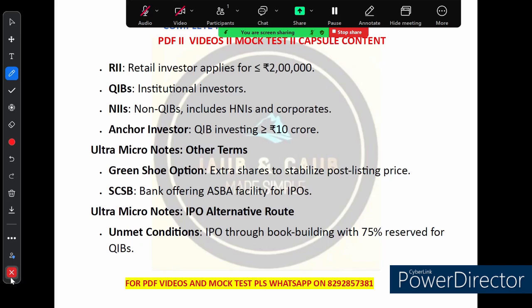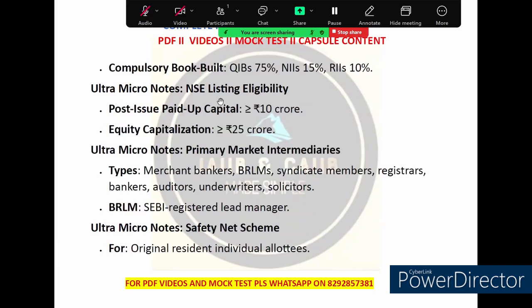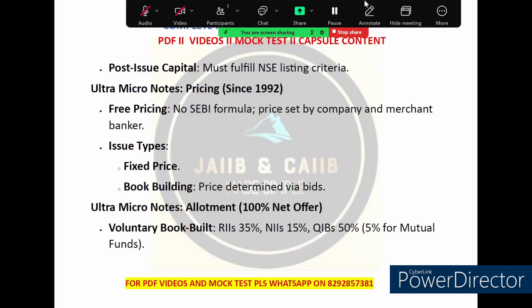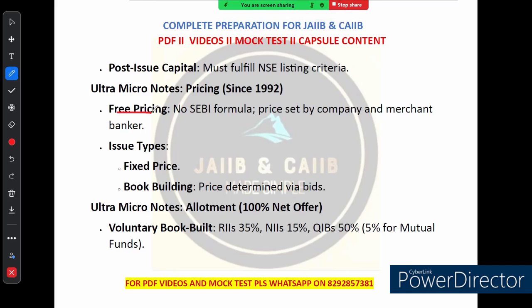Now let's talk about the IPO pricing method. So pricing, I think we have covered it. Free pricing, voluntary book build, NSE eligibility list. Since 1992 there is free pricing in IPO, right? Already I have told you, there is free pricing in IPO, meaning the company and merchant banker decide the price without a SEBI formula. And there are two types of pricing. Fixed pricing means the price is set up front, and book building means the price is determined through bids from investors.